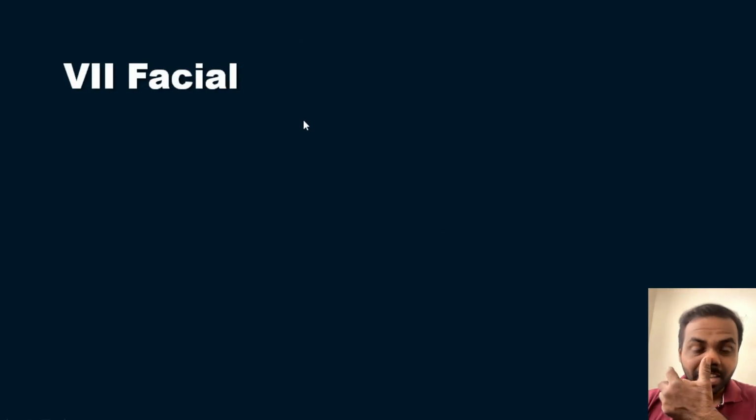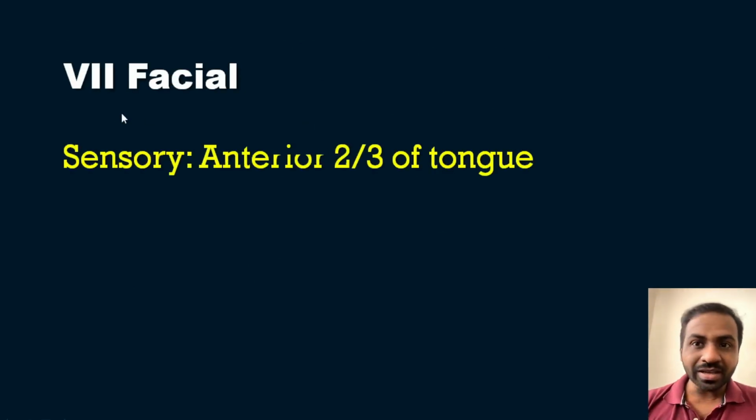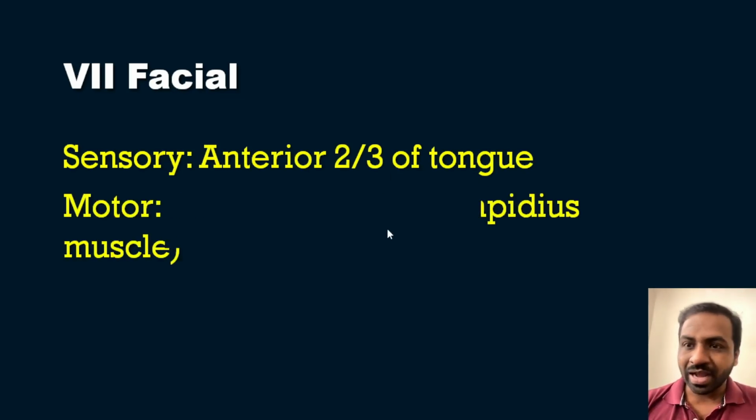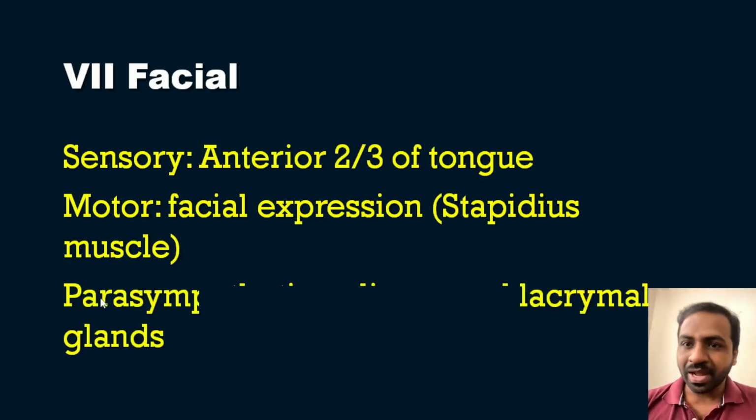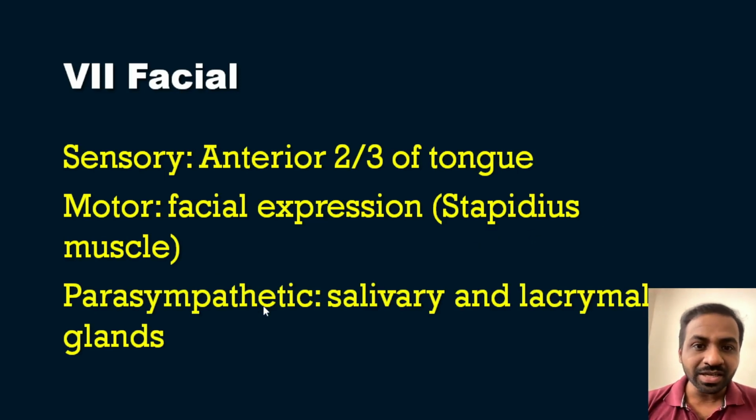The facial nerve is the 7th cranial nerve, as you know, and it has the sensory part which supplies the anterior two-third of the tongue, and it has the motor part which controls the facial expressions by innervating the stapedius muscles, and it has a parasympathetic activity, like its action is on the salivary and lacrimal glands. Okay, I am not explaining much detail about the facial nerve. So the answer for our question is anterior two-third of the tongue is supplied by the sensory part of facial nerve, which is the 7th cranial nerve.